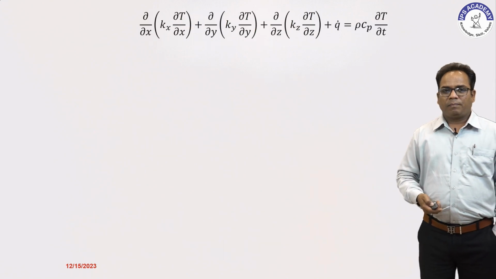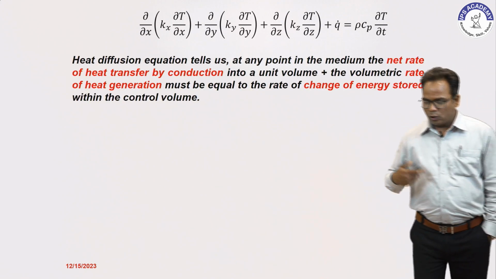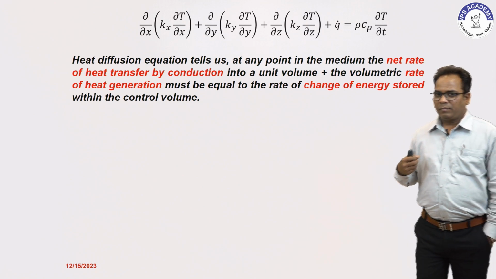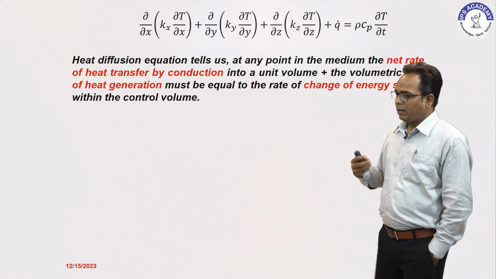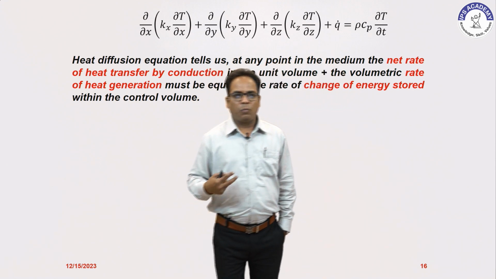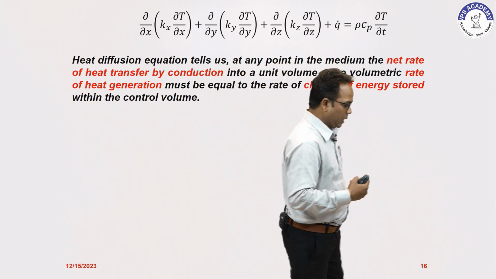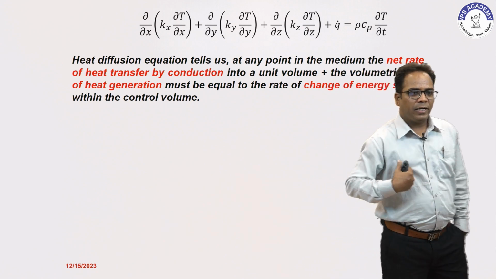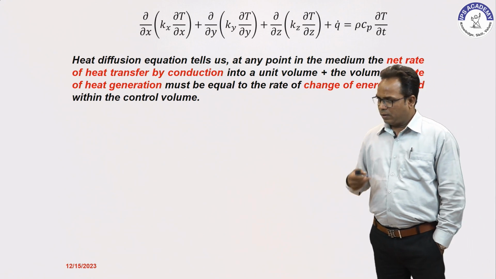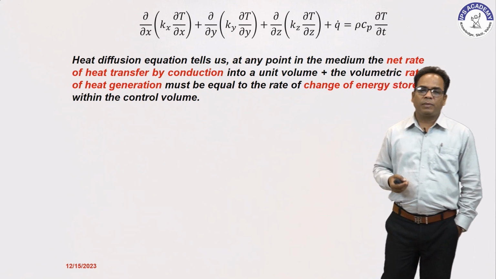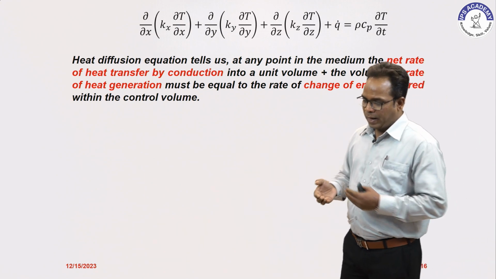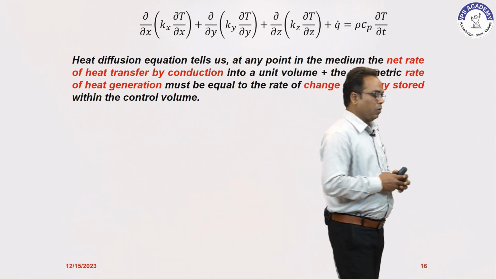So for an isotropic system we will have a different form of this equation. Basically from this heat diffusion equation we can obtain the information about the point to point variation of heat within the medium, or the net rate of heat transfer by conduction within the control volume, plus the rate at which the heat is generated and the rate at which the energy is stored within the control volume.